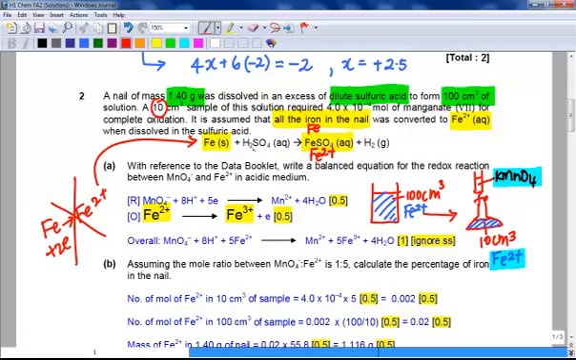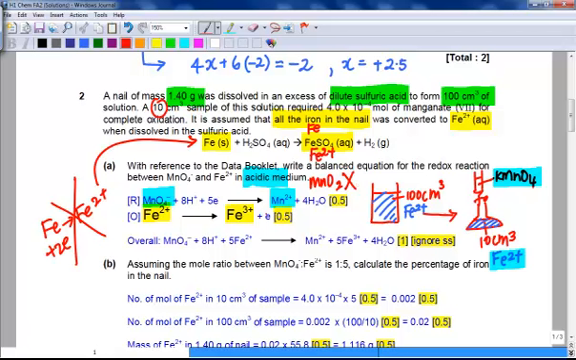Then for KMnO4, we know KMnO4 can only be reduced, so it must be under the reduction half equation, and we know that it is an acidic medium, so we must reduce it to Mn2+, not MnO2. Please take note. So based on this, we can get an overall equation.